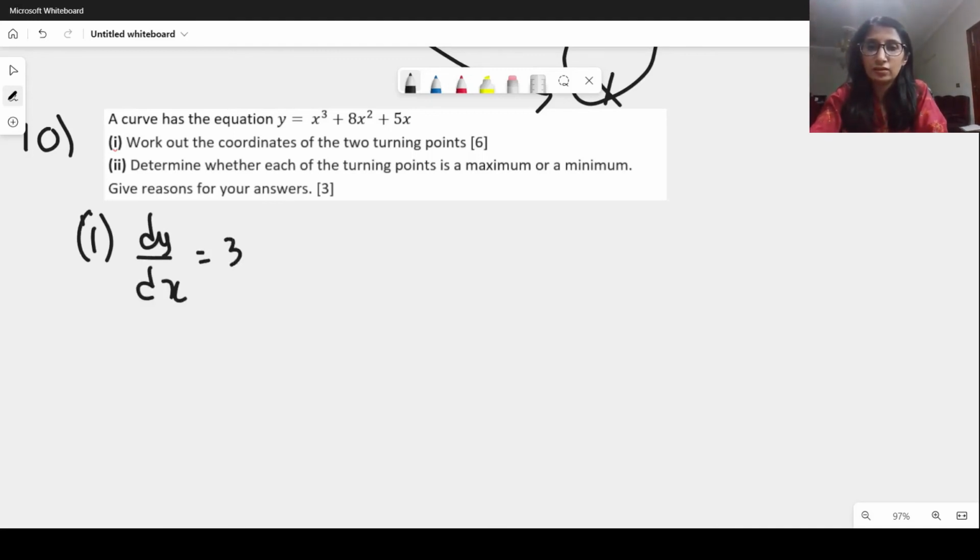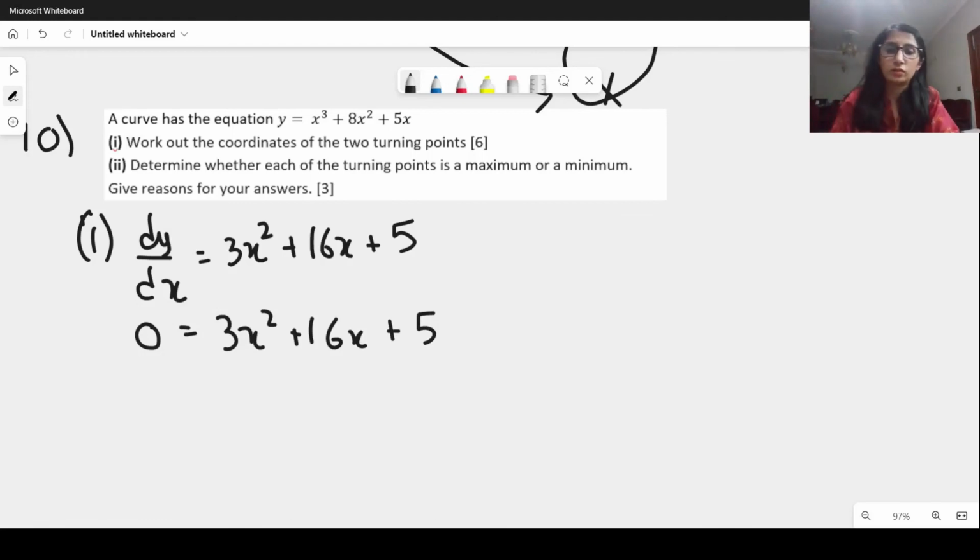So the derivative is 3x squared plus 16x plus 5. Now for the turning point or stationary point, we equate the derivative to 0. 3x squared plus 16x plus 5. I'm just going to use the calculator to find the solution of this quadratic equation. In fact, let's see, 3, 16, 5. So I get minus 1 over 3 or minus 5. So I'll just go ahead and do it the longer way.